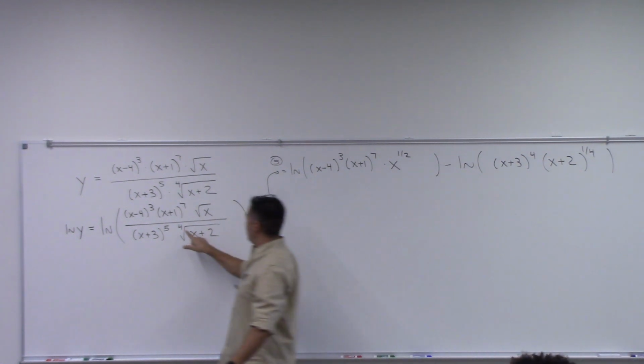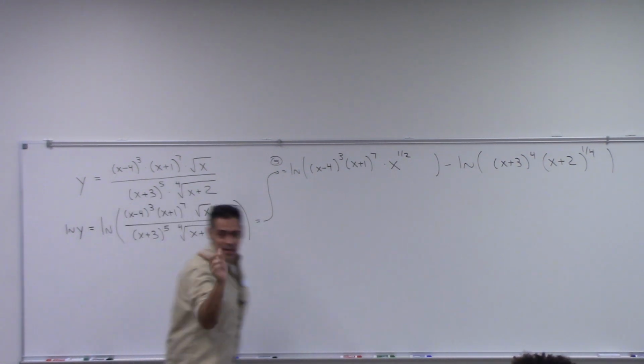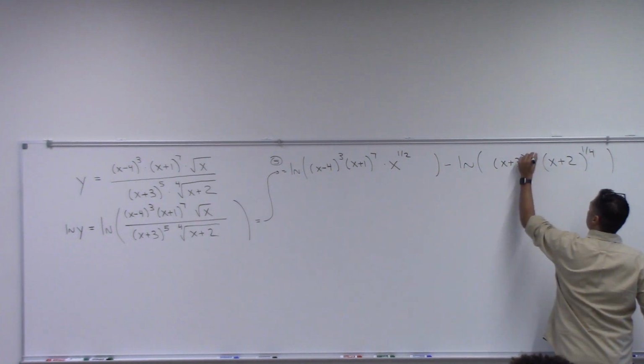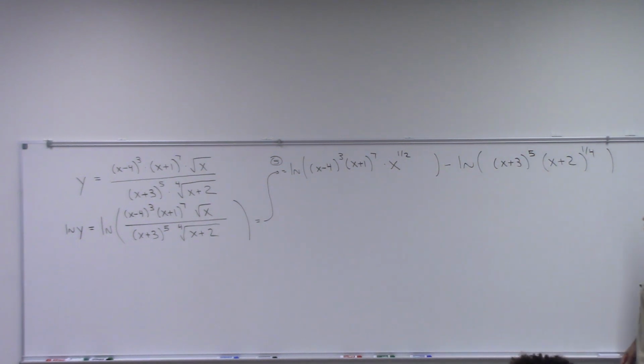Pardon? It's the 4th root. Oh, sorry. Yeah, thank you. I wrote 4 here instead of 5. Sorry, that's my mistake. That makes sense?